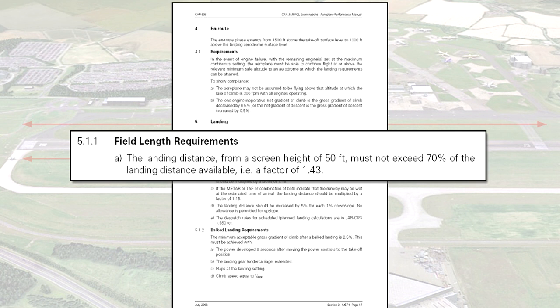The regulation states that the landing distance, from a screen height of 50 feet, must not exceed 70% of the landing distance available. If the aeroplane cannot come to a full stop within this length, then the landing distance must be reduced either by selecting a higher flap setting or simply by reducing the mass of the aeroplane.